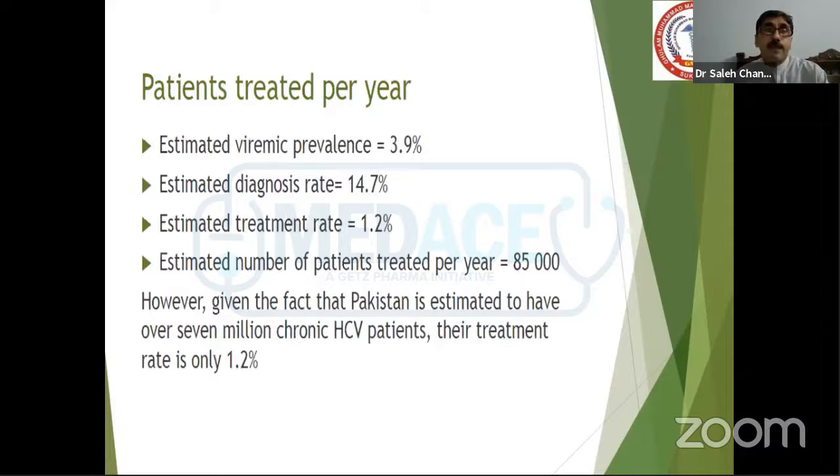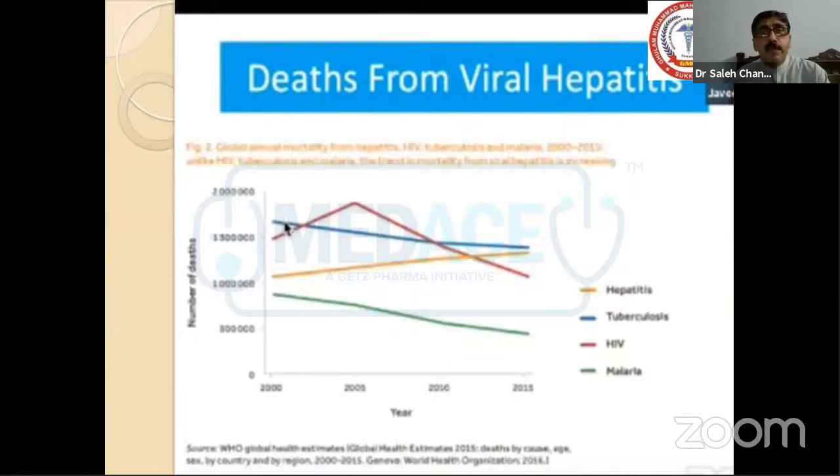Estimated treatment rate is 1.2%, means the estimated number of patients treated per year is just 85,000. However, given the fact that Pakistan is estimated to have over 7 million chronic HCV patients, their treatment rate is only 1.2%. Out of 100 patients, we are treating just 1% of these patients. In 2013, in the world, the death was increased due to viral hepatitis. In the single year of 2013, about 7 lakh people died due to hepatitis B and hepatitis C.